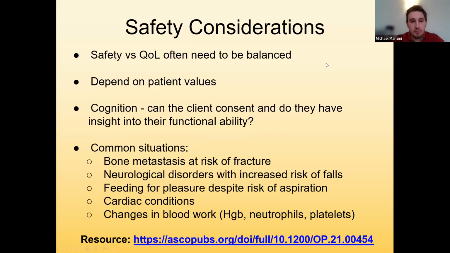So safety is another area that often requires discussion with families and with clients.